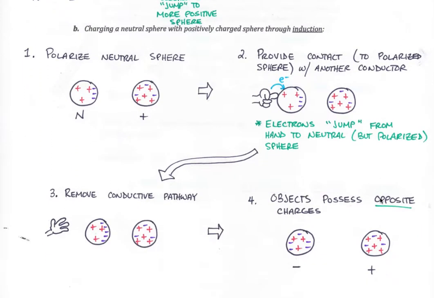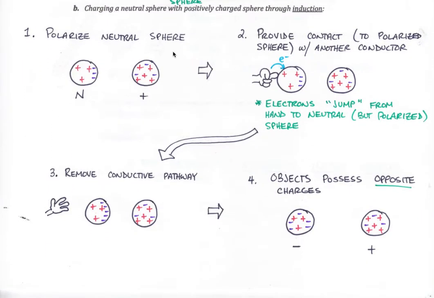When we're looking at B, which is charging through induction, in this case we are discussing charging a neutral sphere with a positively charged sphere through the process known as induction. Induction is generally like a 3 or 4-step process. It's the same whether it's a positively charged sphere or a negatively charged one, but I'll explain here in this case with a positively charged one. It would just be reversed if you were to use a negatively charged rod.